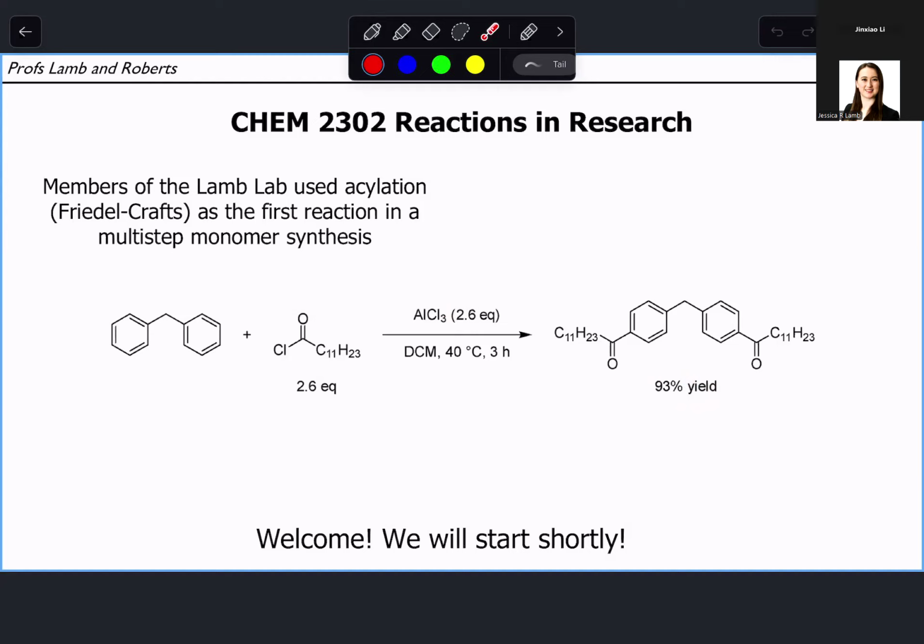This is one of those examples where the para substitution was much preferred over the ortho substitution. But I think it's a cool example to show that we actually do use the reactions that we talk about in this class. They're very, very useful to make a variety of things. I think we were making this for a polymerization, but anyway, cool things. We actually use the reactions that we talk about.